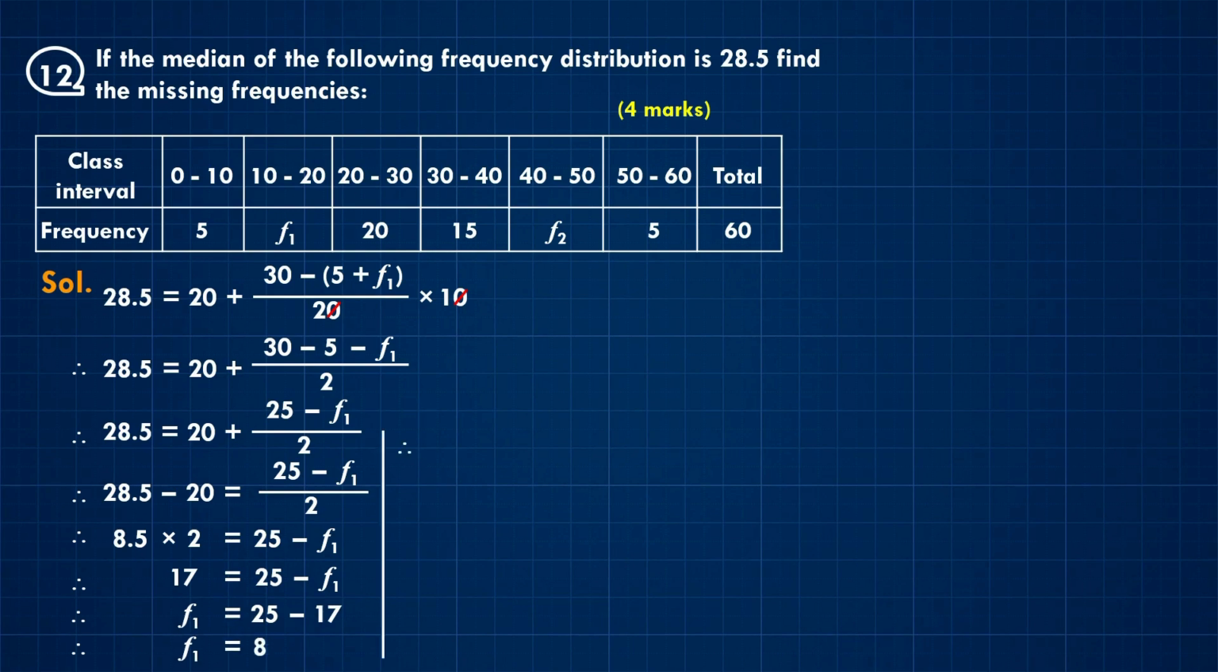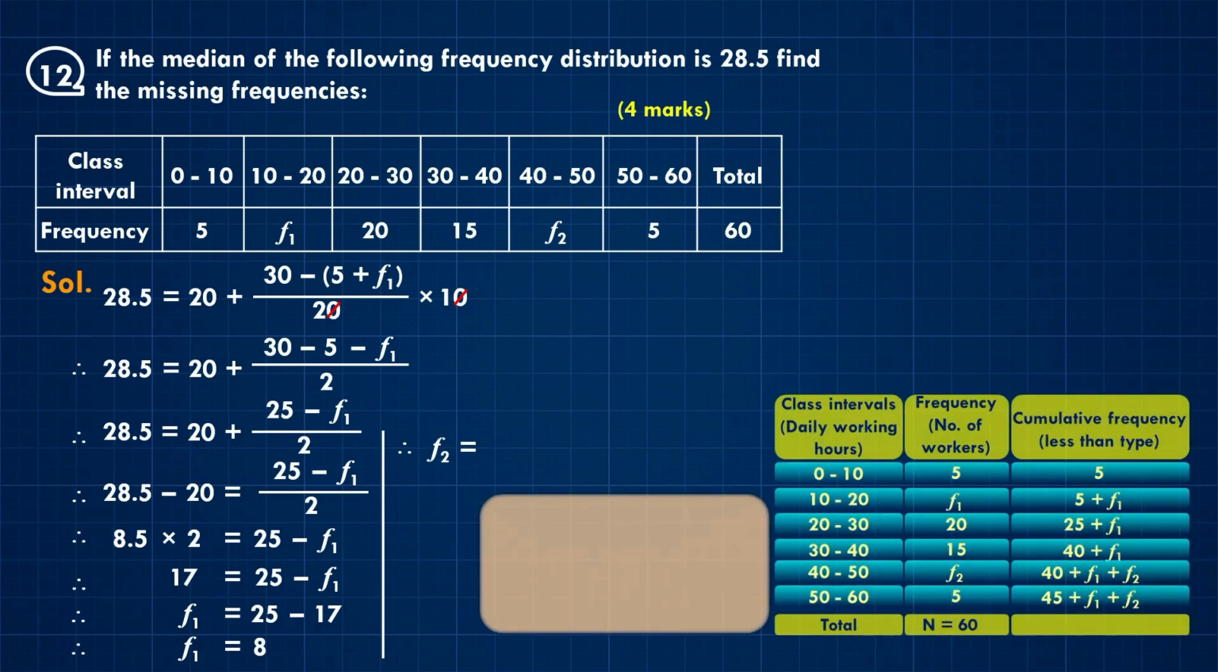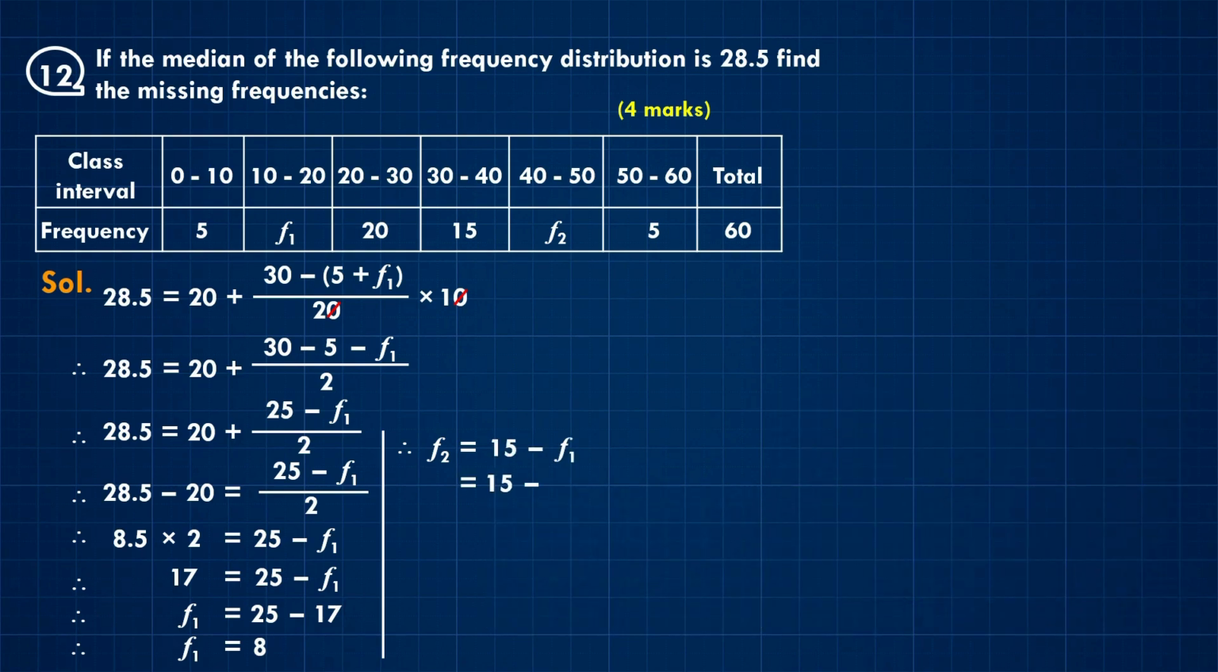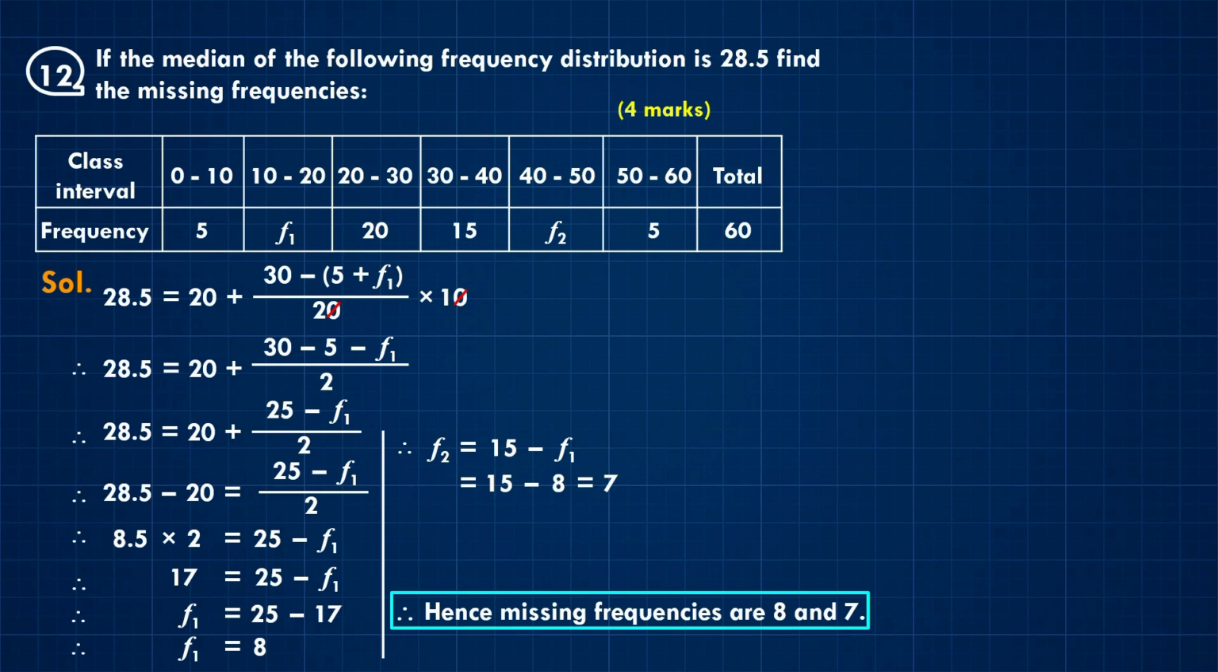So F1 is coming 8. Okay. Now what is F2? So if you take a look at the previous table, that 45 plus F1 plus F2, that is the last cumulative frequency. That is going to be the N. In the earlier examples, problems, we have seen that, right? So that means 45 plus F1 plus F2 will be 60 over here. Now we know the value of F1. So we can just put that value of F1 and we will get the value of F2. Okay. So F1 is 8 and F2 is 7.